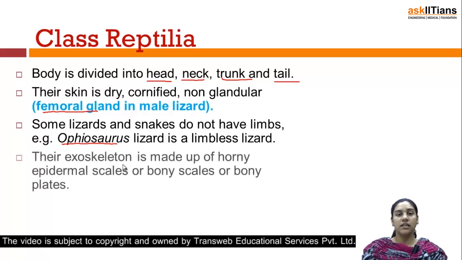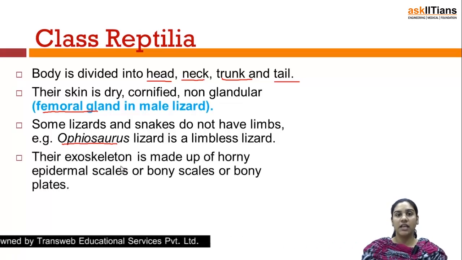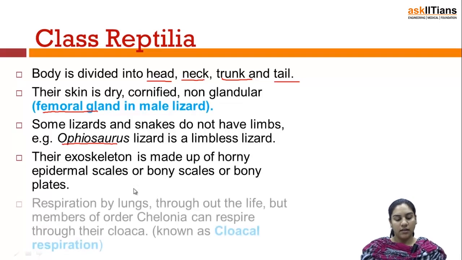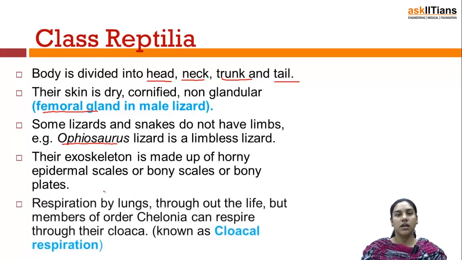Their exoskeleton is made up of horny epidermal scales or bony plates, and the respiration is done by lungs throughout the life, except in the members of the order Chelonia, which also respire through their cloaca. So they have cloacal respiration.